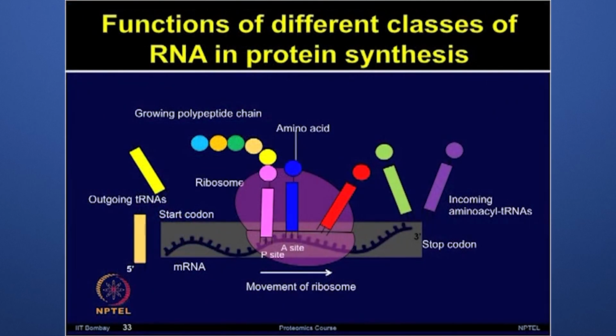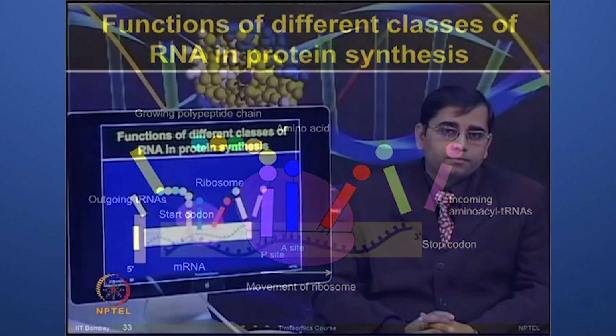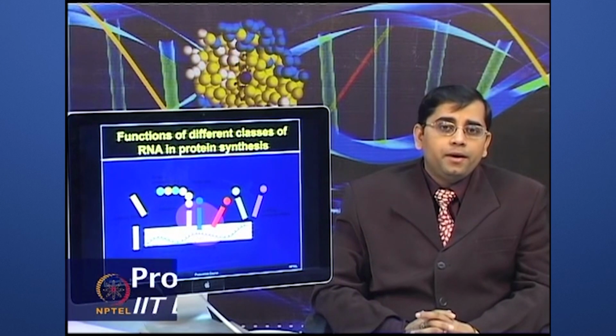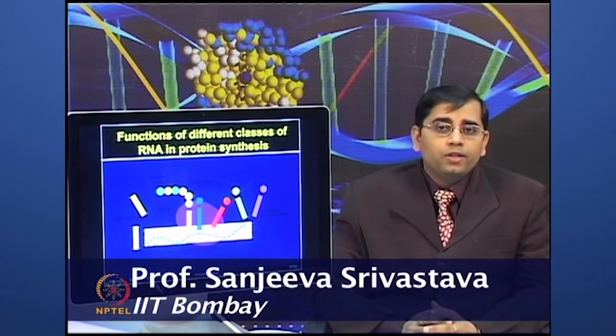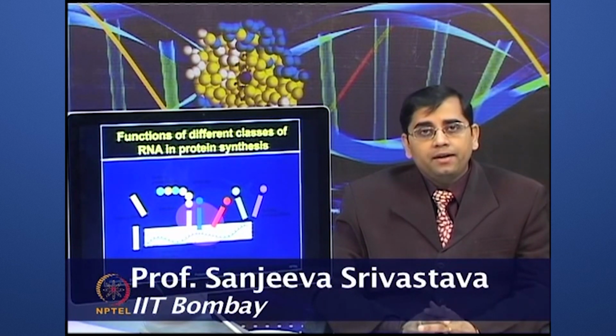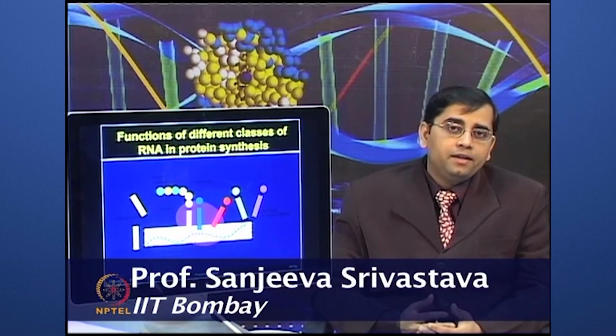So, what is the function of different classes of RNA in protein synthesis or translation process? Messenger RNA is a long sequence of nucleotides that serves as a template for protein synthesis. It is transcribed from a DNA template by RNA polymerase and gets translated into the amino acid sequence of the corresponding protein. The eukaryotic mRNA requires extensive processing to form the mature mRNA, while prokaryotic mRNA does not.